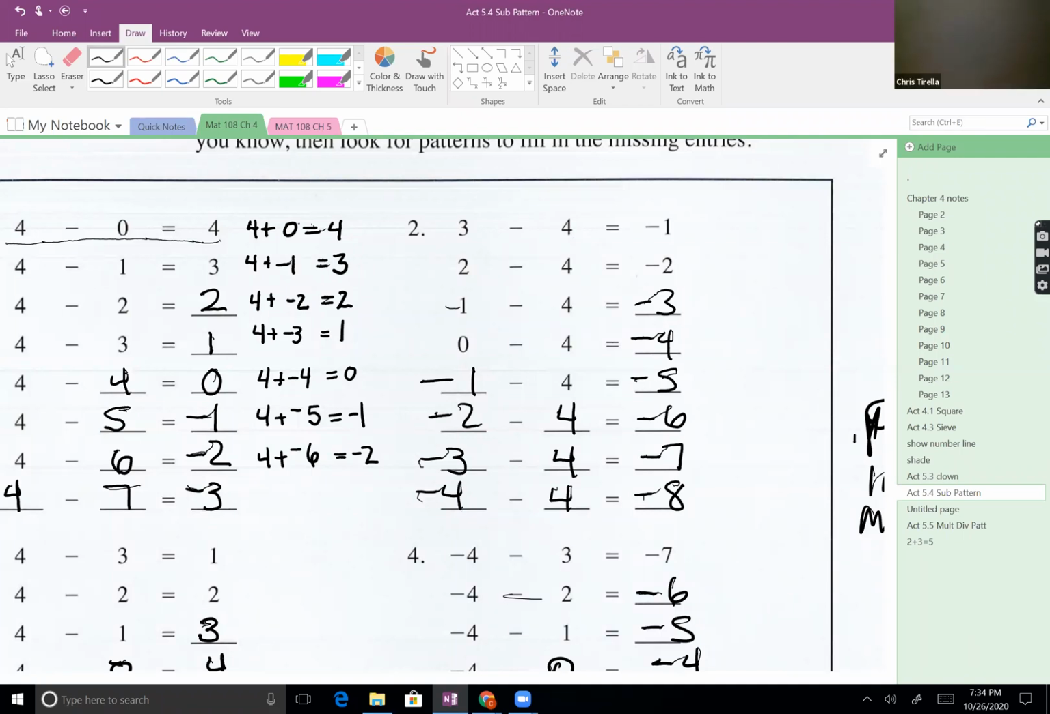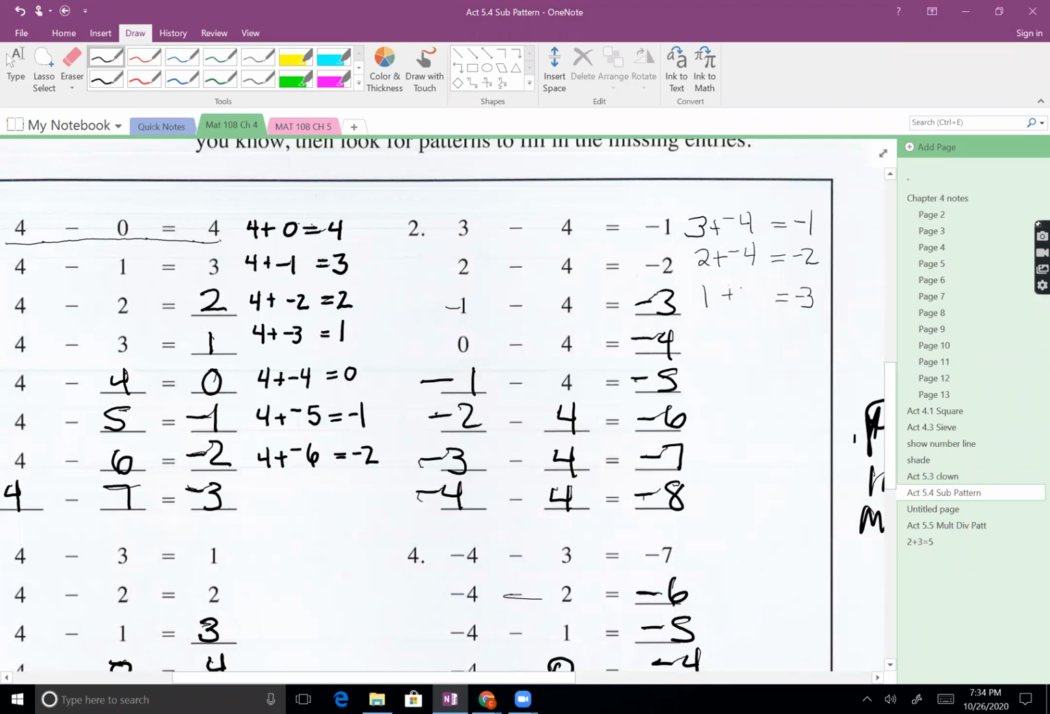What would I add to 3 to get -1? Would that be -4? What would I add to 2 to get -2? -4. What would I add to 1 to get -3? -4. And so we see the pattern there.